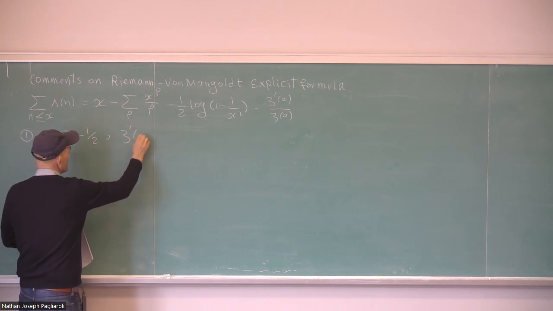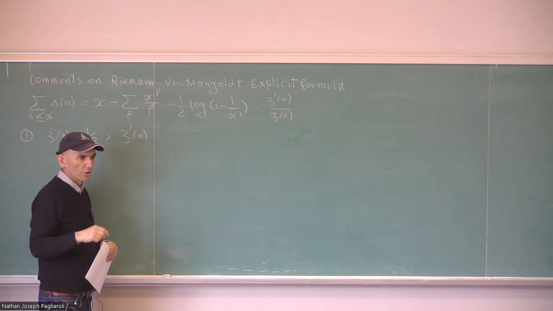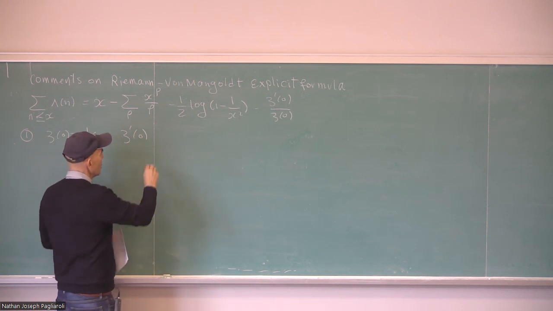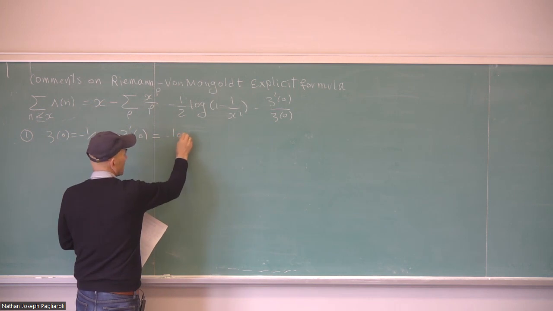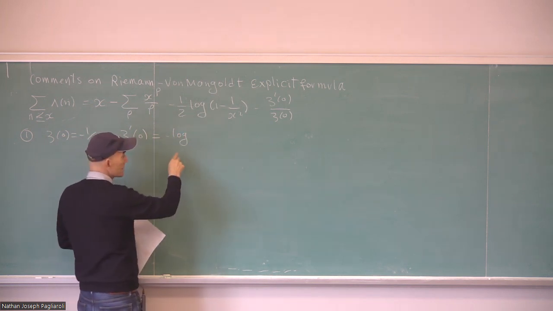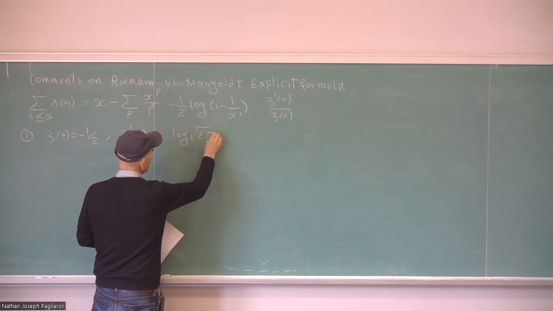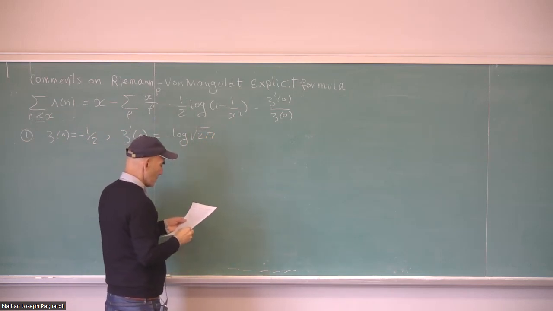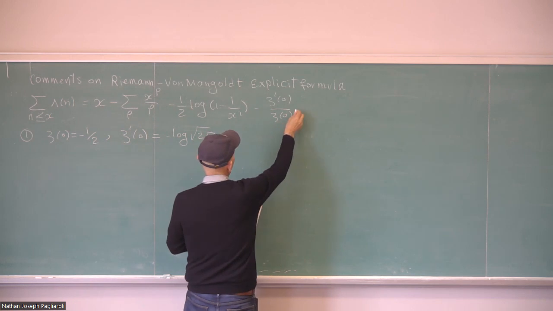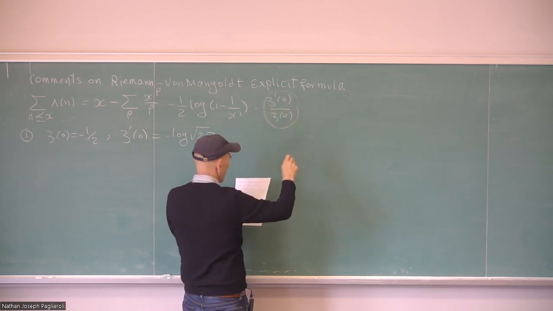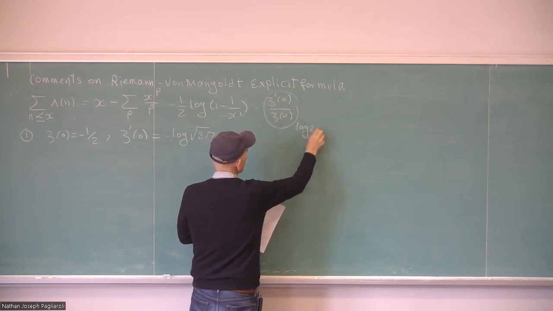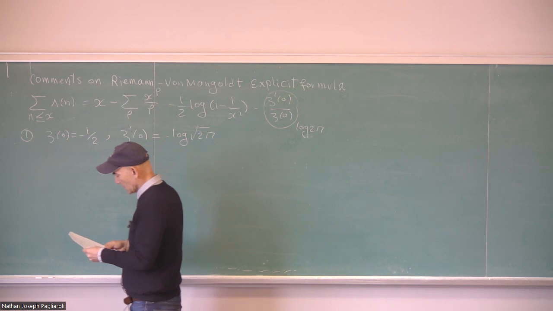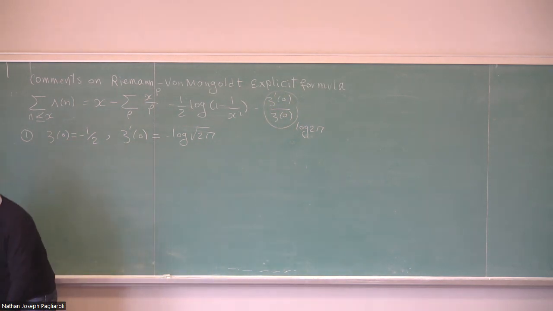And zeta prime of 0, I didn't ask you to compute it. It's a much harder calculation, but that's also known. That's equal to minus log root 2 pi. So this factor is really like log 2 pi. The whole thing is log 2 pi. So this is just minus log 2 pi. Okay, so that's a constant in the formula.